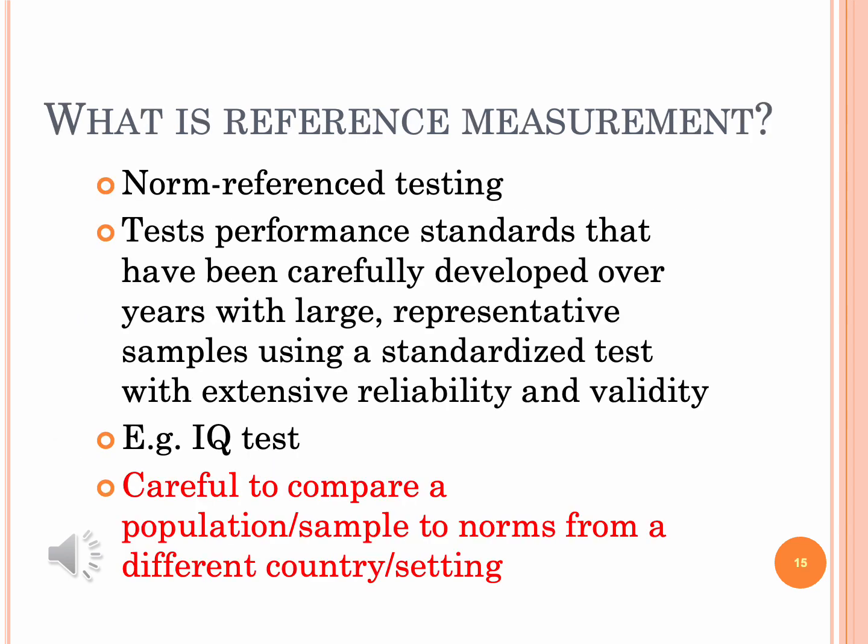Sometimes reference measurement or norm reference testing is used in a specific study. Examples of norm reference testing would be the weight and length Z-scores that have been developed for assessing weight and length in children. And there are specific charts for boys and girls. And those have been developed over years of research to establish those specific norms. The same can be done with, for example, an IQ test. And there are various other standardized tests that can be administered in a specific study.